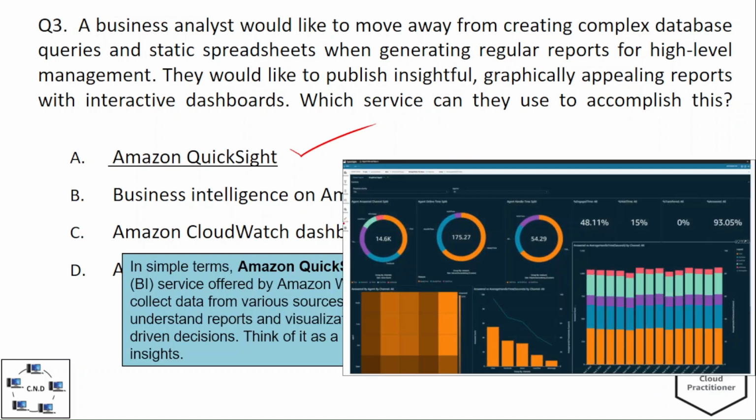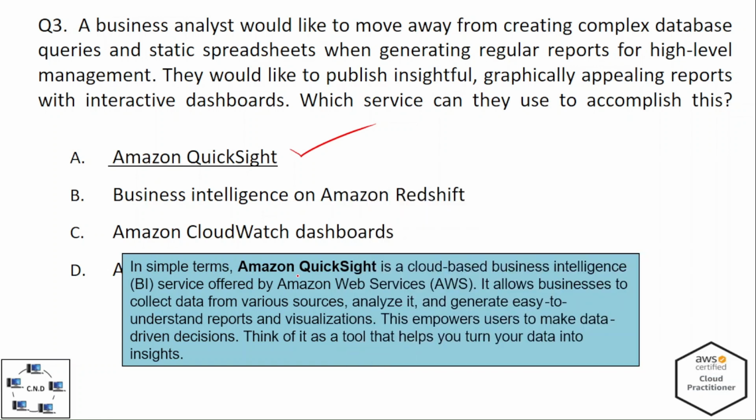So, what is the Amazon QuickSight? Let me first read the explanation. In simple terms, Amazon QuickSight is a cloud-based business intelligence service offered by Amazon Web Services. It allows businesses to collect data from various sources, analyze it, and generate easy to understand reports and visualizations. This empowers users to make data driven decisions. Think of it as a tool that helps you turn your data into insights.